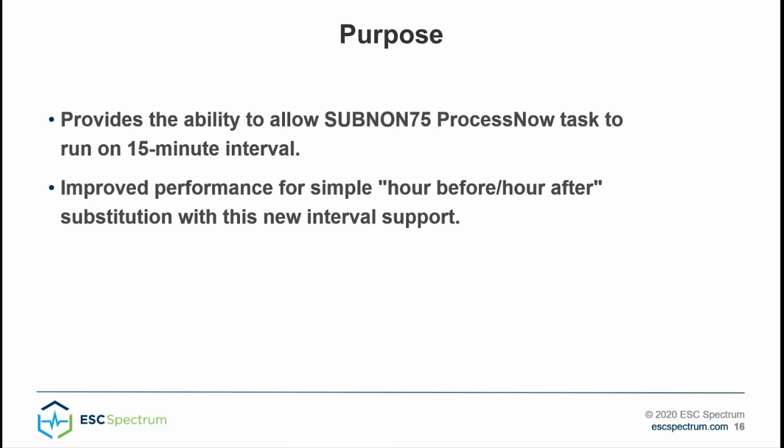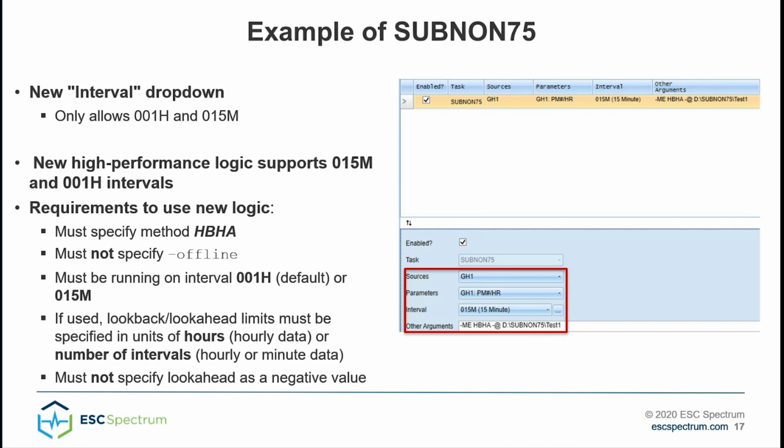And then there is an even improved performance for a really simple form of hour before, hour after substitution, which already worked with 1 hour, but is now expanded to work with the 15-minute as well. I don't want to go into too much detail on this, but you can see here we have the other arguments for that task. This is where you specify. So a certain set of arguments, when they're defined, we get this new high performance logic. This is all documented, so if we need to implement something like this, I don't want to go into too much detail in this presentation.